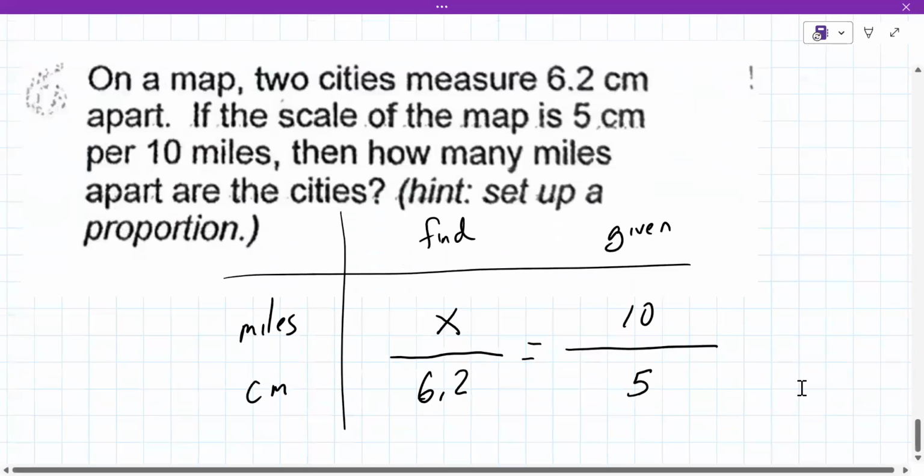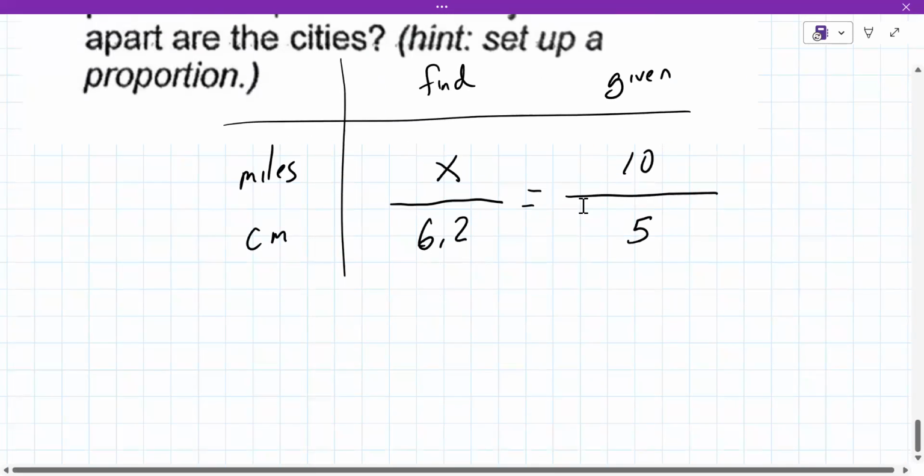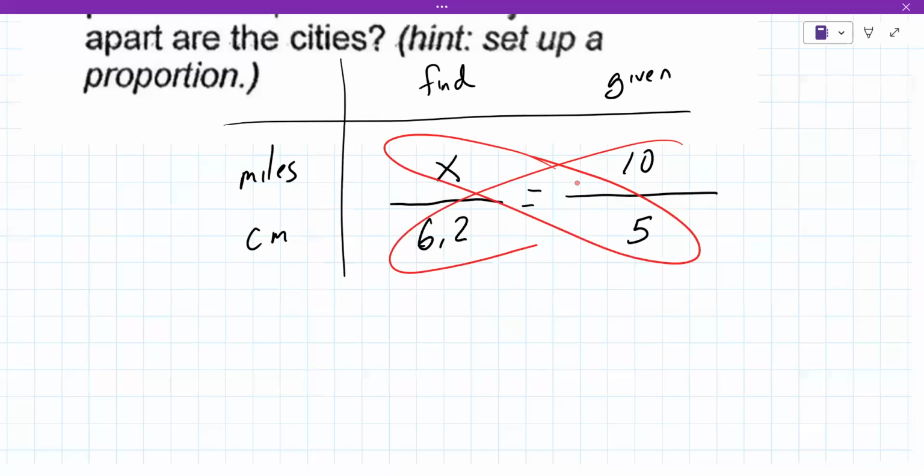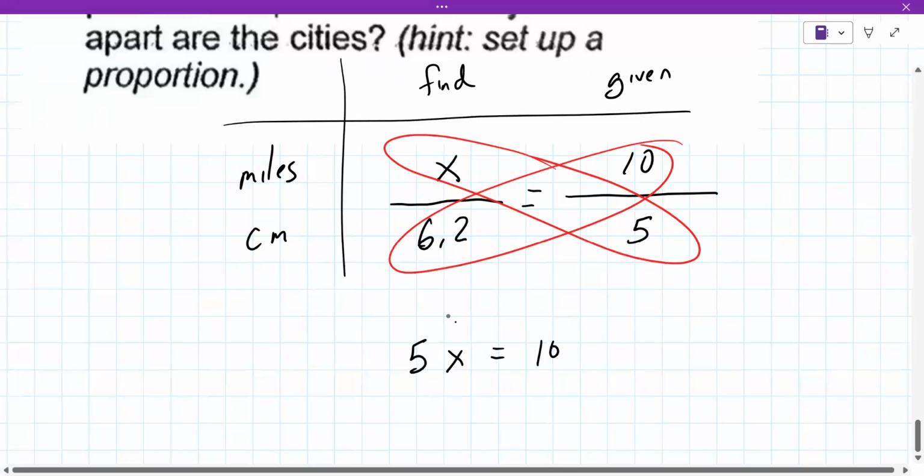Okay, so to solve this, what do you see here? What do you see for solving? Are you content to do that butterfly method? Yeah. Okay, let's do it. I ask some students about the butterfly method, and they have no idea what I'm talking about. So I'm glad you already know it. It's 5 times X equals 10 times 6.2.